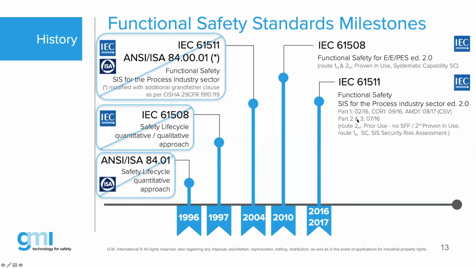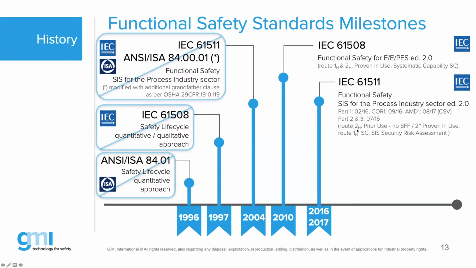61511. Part 2 and 3 were all released in July 2016. So today it's 4 years old. And again, between the brackets, those are the key definitions that you have to know in order to understand what to build to come to a functional safety compliance.